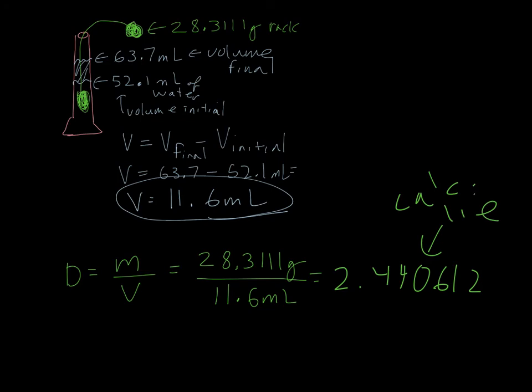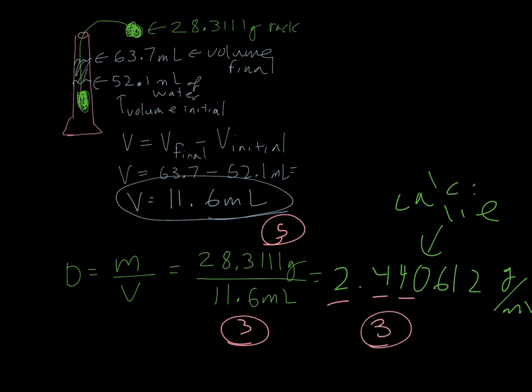I have to pay attention to sig figs now. I had 3 sig figs in my bottom measurement. I had 5 sig figs in my top measurement. Since I'm doing a division, I'm going to use my least number. So I'm going to have 3 sig figs, 1, 2, 3, round on the basis of the 0. So my final answer for my density of my unknown object is 2.44 grams per milliliter.